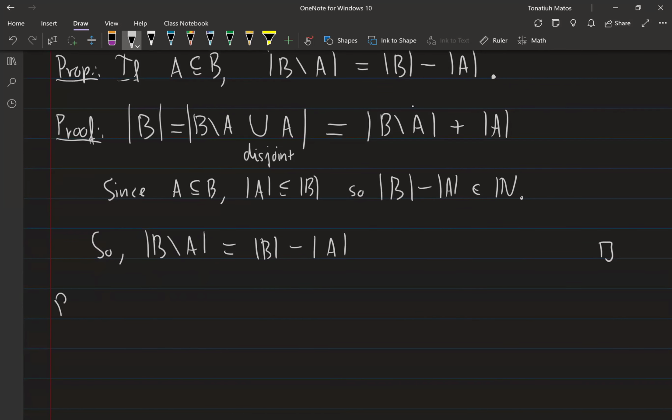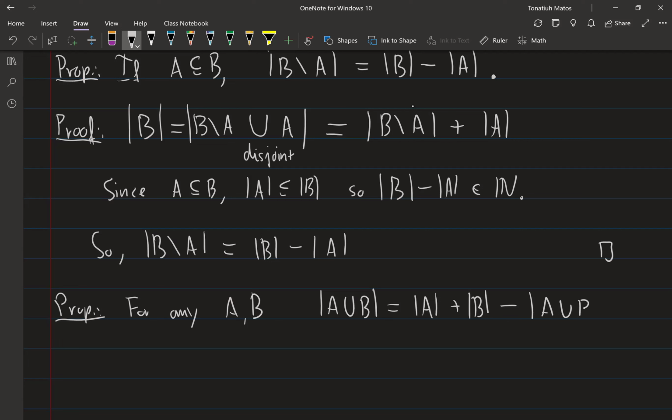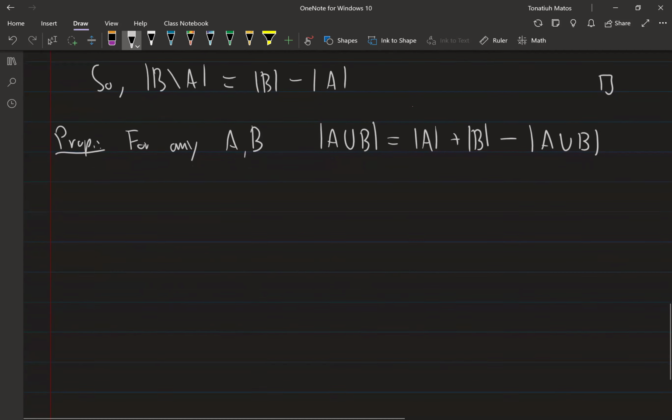Okay, I have another proposition for you. For any finite sets. Of course, this only makes sense for finite sets. You cannot subtract infinite amounts. For any A, B, the size of A union B is the size of A plus the size of B. This happens if they're disjoint, but if they're not disjoint, maybe it's not too hard to convince yourself that all you have to do is remove the intersection because you overcounted, or actually you always overcounted.